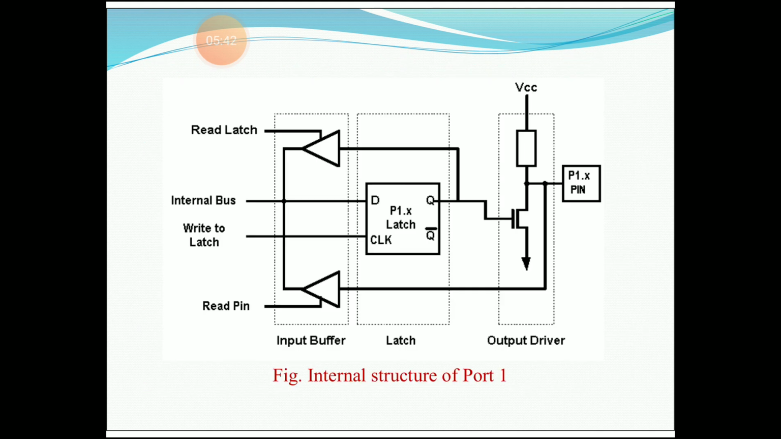This diagram consists of various blocks: output driver, latch and input buffer. The output driver can set the port pin to be used as either an input port or an output port by sending a logic 1 or logic 0. The latch can store the data and send it to the port pin or receive the data from the port pin. And the input buffer can select whether to read the data from the latch or the pin.